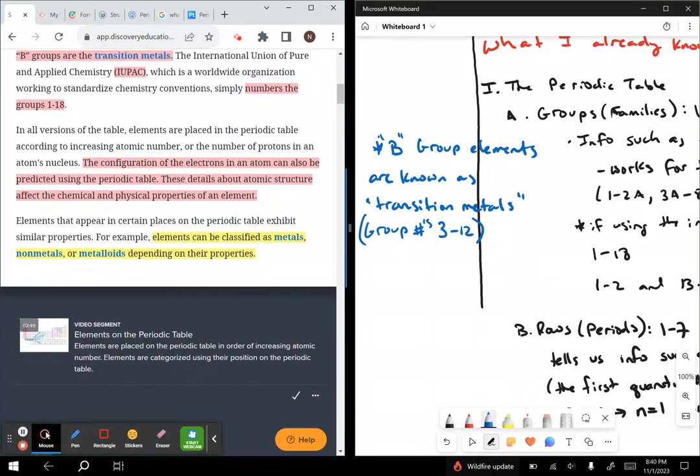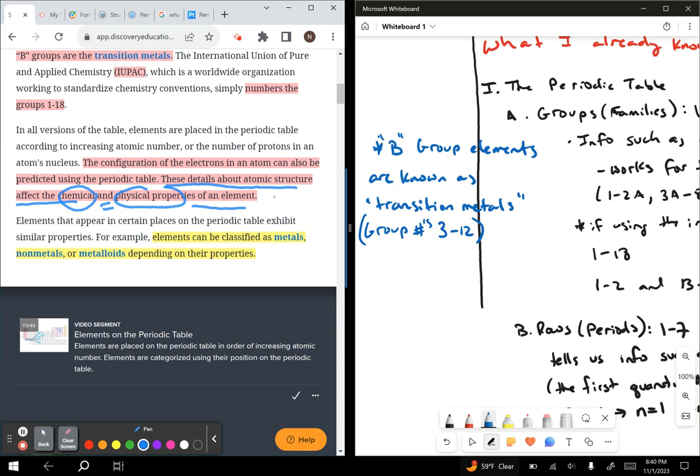In all versions of the table, elements are placed in the periodic table according to increase in atomic number or the number of protons. You guys told me that in class. The configuration of electrons in an atom can also be predicted using the periodic table. These details about atomic structure, this is important, affect the chemical and physical properties of an element, okay? So I want you to make a note of that.